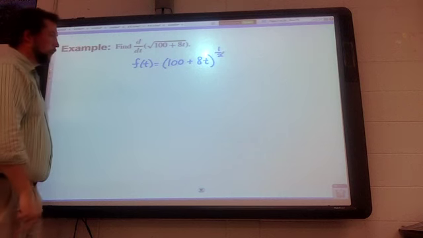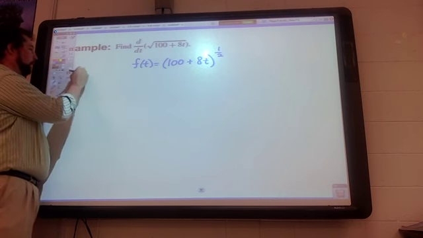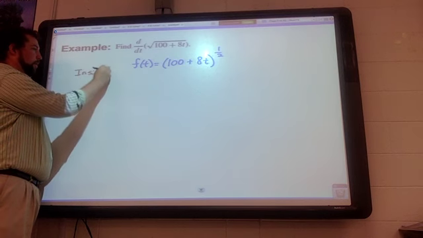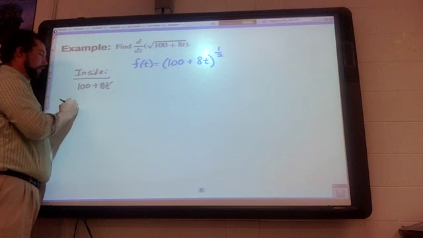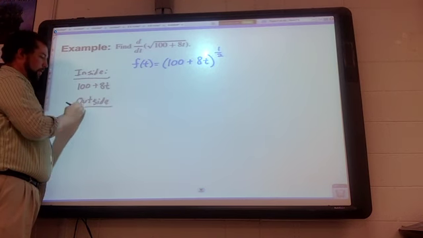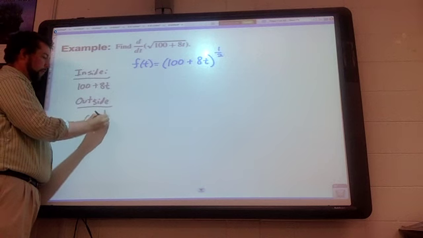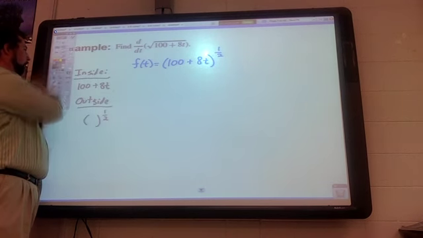Now we can identify our inside and outside. Our inside is that 100 plus 8t. Our outside is something raised to the 1/2 power. So let's apply our derivative, our chain rule.